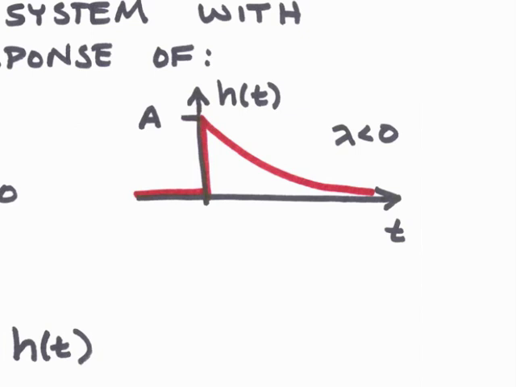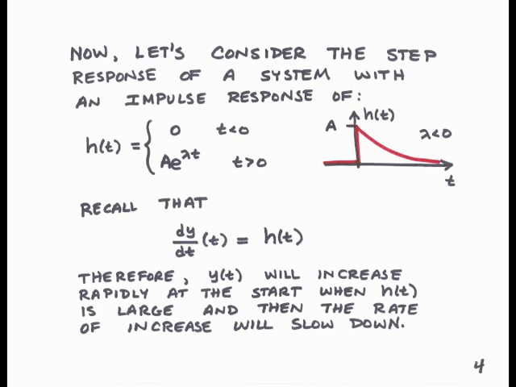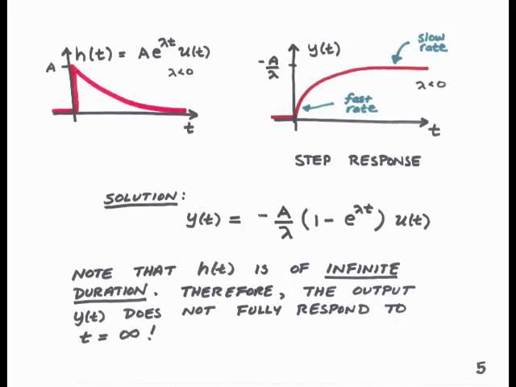Note that the impulse response does not go to 0 until infinite time, and this is called an infinite impulse response system. I'd like you to also recall that dy dt is h of t, and so what that says is that y will change quickly at the beginning when h of t is large, but then as time gets larger, y will change more slowly since h of t is small. This is shown in the figure here. We see the impulse response on the left and the step response on the right. And we note that there's a fast rate of change in y of t at the beginning, but then a slow rate as time increases.